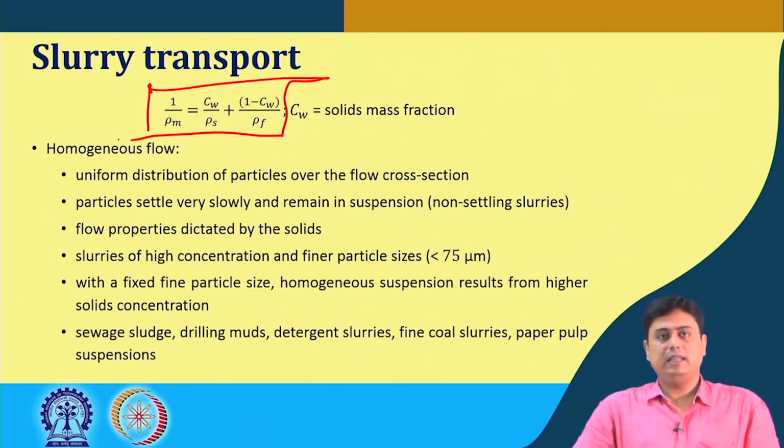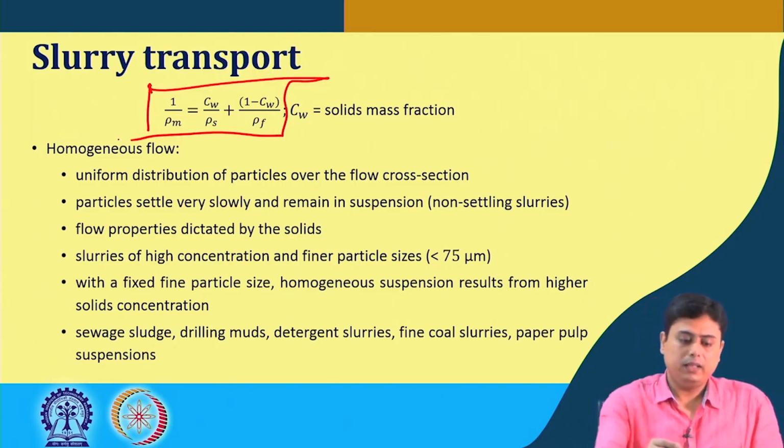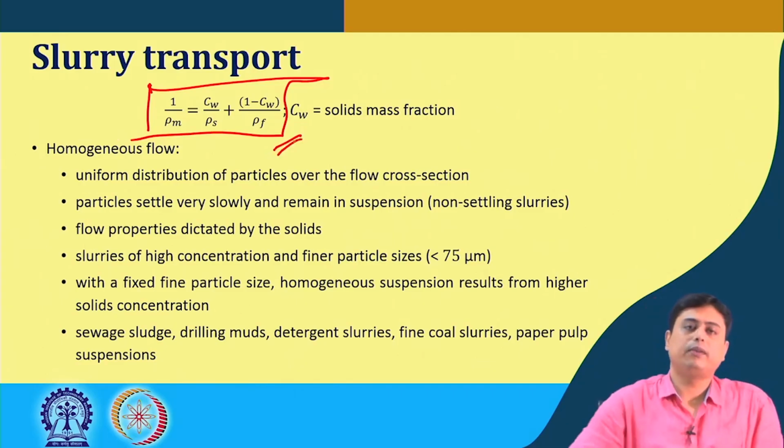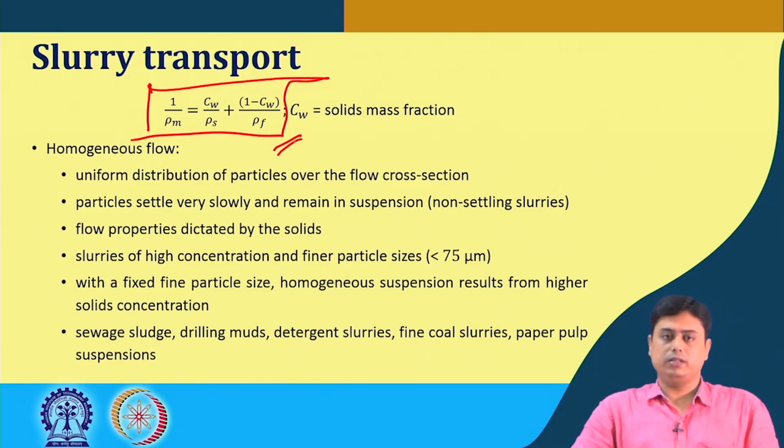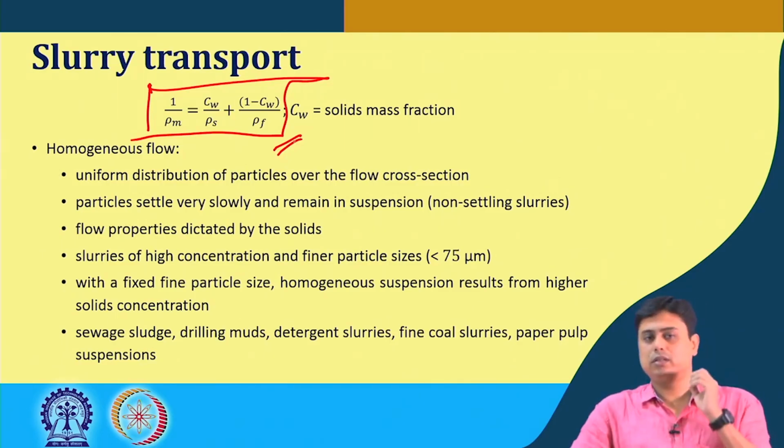Where this Cw stands for the mass fraction of the particulate solid. So, in this way also we can find out the mixture density. Either for a slurry, we can know the mass fraction of the particulates or the volume fraction of the particulates. Based on either of this information, we can obtain its mixture density.